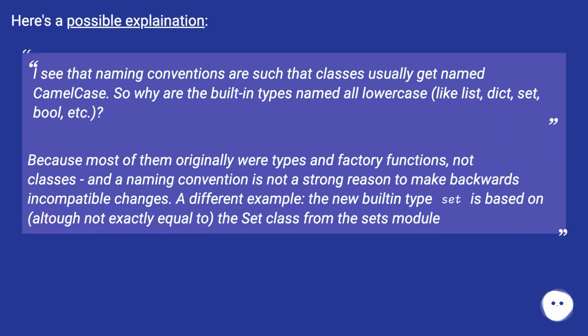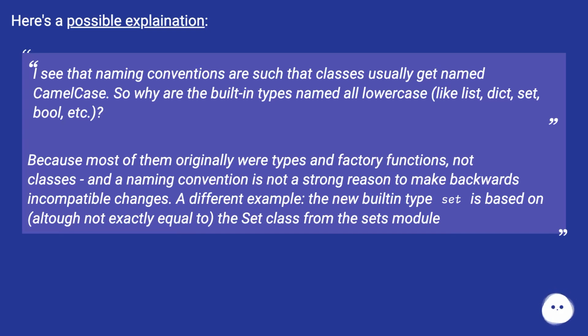Here's a possible explanation. I see that naming conventions are such that classes usually get named in camel case. So why are the built-in types named all lowercase, like list, dict, set, bool, etc.? Because most of them originally were types and factory functions, not classes, and a naming convention is not a strong reason to make backwards incompatible changes.